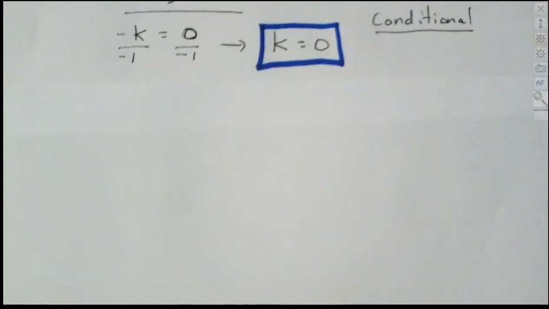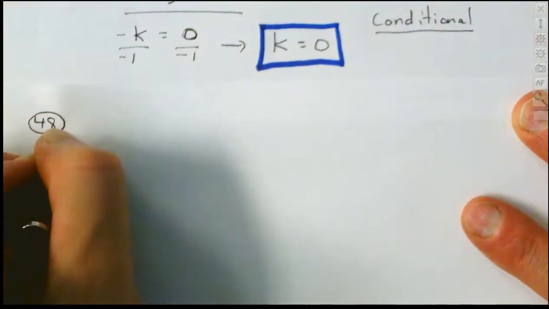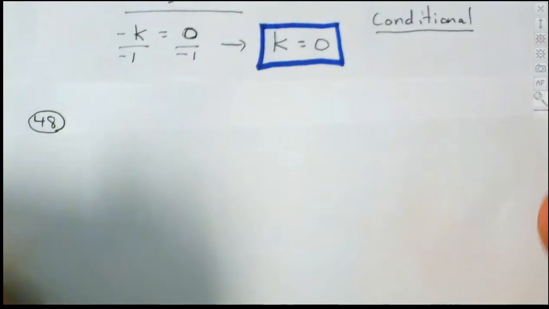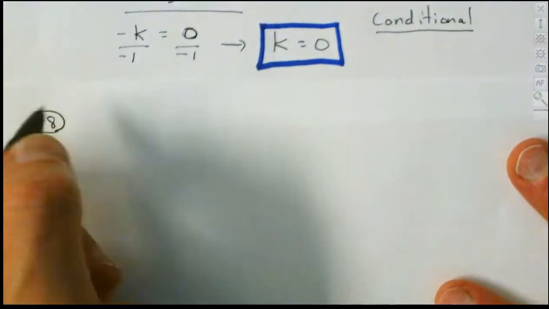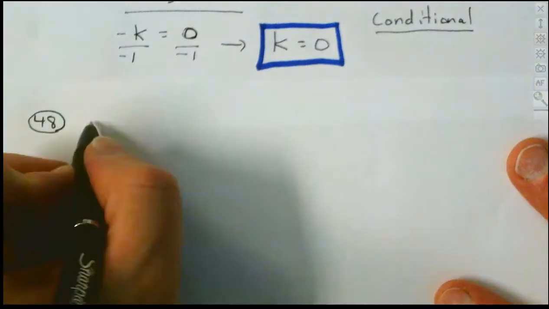Let's do one that's a no solution. So let's look at 48. We've already done an identity. We just did a conditional. Let's do 48, which is going to be a contradiction. So we did identity, conditional. This one will be a contradiction.